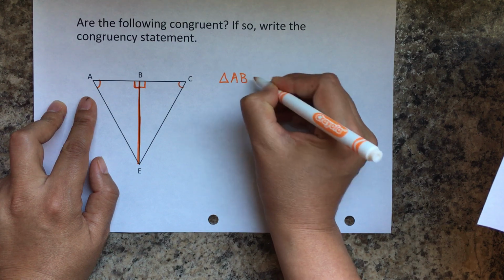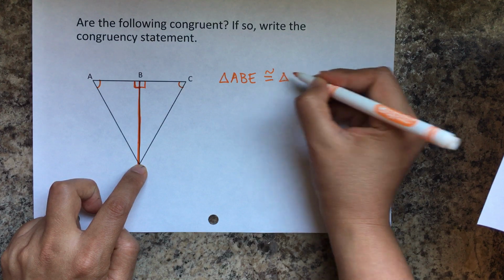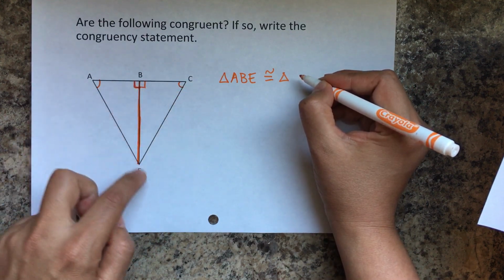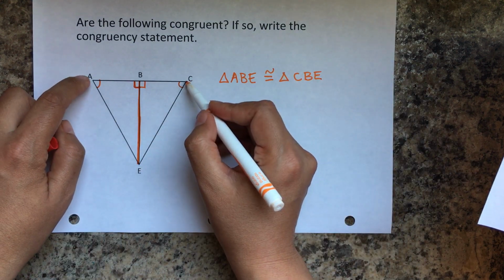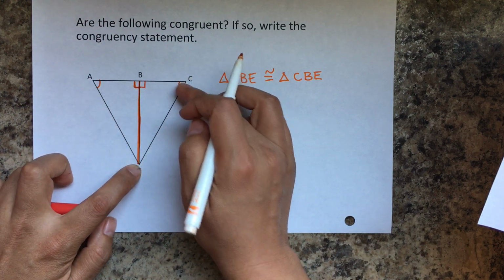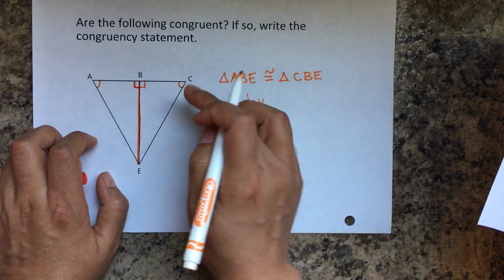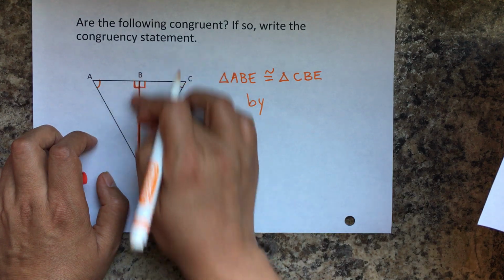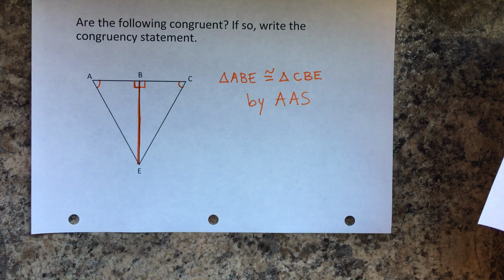So we are going to say that triangle ABE is congruent to triangle CBE. A, B, E to C, B, E. And this is by angle, then side. In the homework, this is all you have to do basically. You don't have to name all the parts.